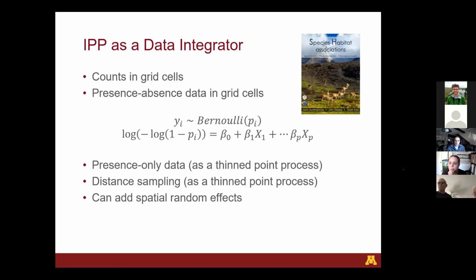The neat thing about this model is it provides a way to integrate data observed in several different ways. With this same underlying model for density of locations in space, we can connect it to counts of species in grid cells, to presence-absence data in grid cells, and to presence-only data. We can think of observations, say from citizen scientists, as a thinned point process model, where we can model biases in the observation process in terms of a thinning process. Distance sampling, if you've ever used it to estimate abundance of wildlife species, can also be viewed within this context as a thinned point process. And you can also make it more flexible by adding spatial random effects. These different ways of expressing this model in terms of different observation models are one of the key pieces we talk about in chapter 3 of our book.